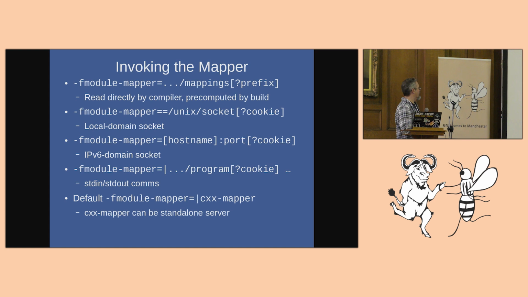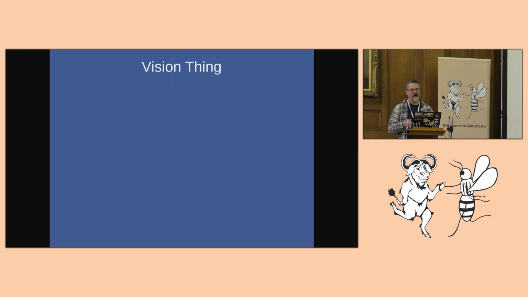And the default happens to be a program that I wrote that understands this protocol and implements the default I described at the very beginning, and you can actually run this thing as a standalone server and get all your compilations to talk to the single instance of it if you feel like it. I imagine this will be extended. Right, so this is how I'm currently envisioning it working.